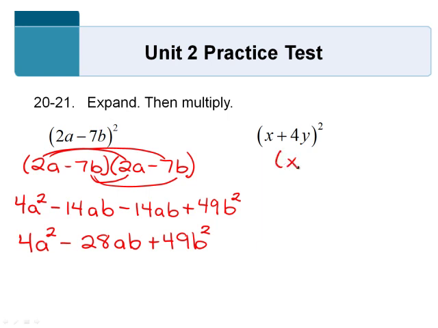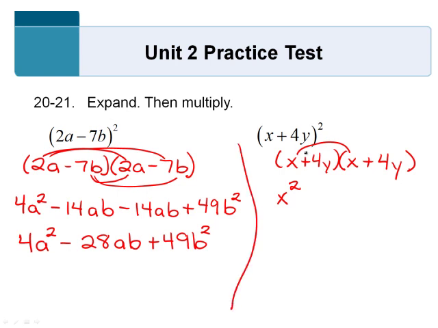We're going to write x plus 4y times itself. Anytime you have a binomial, two terms, squared, you write it twice and you just do FOIL. So much easier. All right, so x times x is x squared. Draw a line there. And then we have x times 4y would be positive 4xy. Now we go back and distribute the 4y, so that would be positive 4xy. And then 4y times 4y is positive 16y squared. Just barely fit that in.